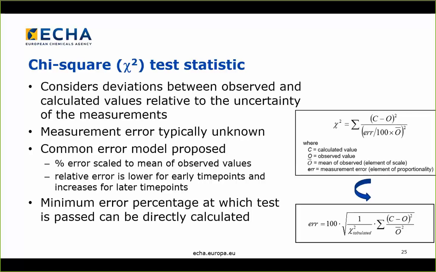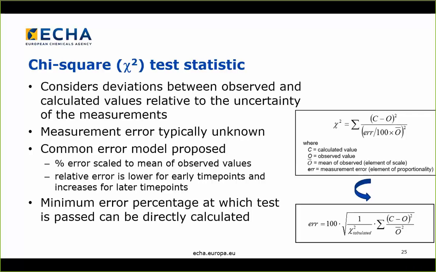So the Focus work group proposed a common error model. So the percent error is scaled to the mean of the observed values. That means that the relative error, because it's based on the mean of the observed values, is lower for the early time points, where you've got a lot of mass, and the relative error increases for later time points, where you've got lower concentrations. And that's consistent with another of the Focus work group recommendations, which was to use unweighted fits. And we'll come on to weighting and unweighted fits towards the end of this presentation.